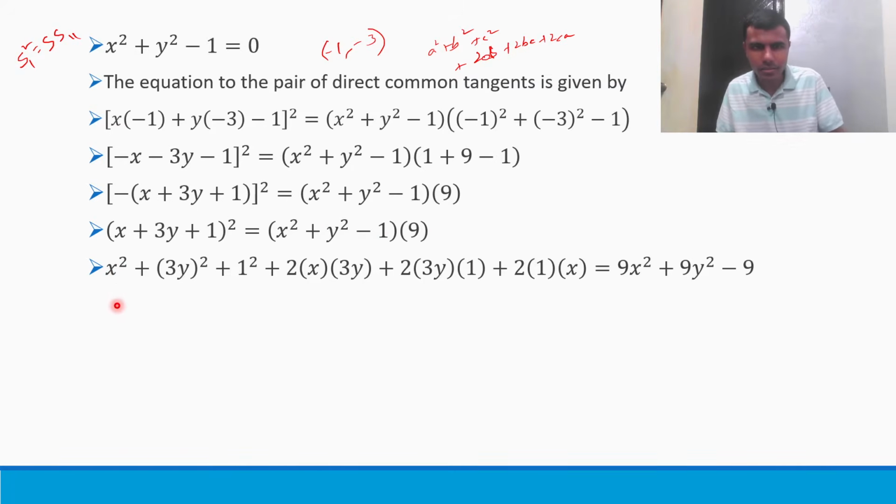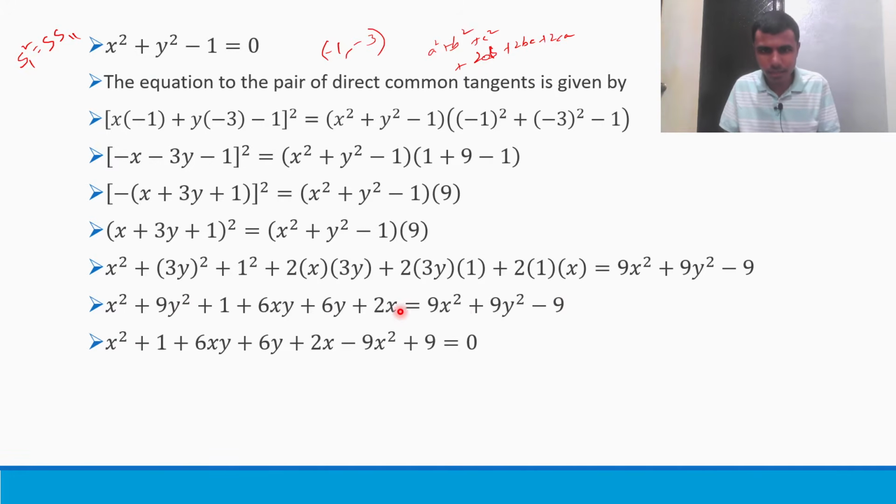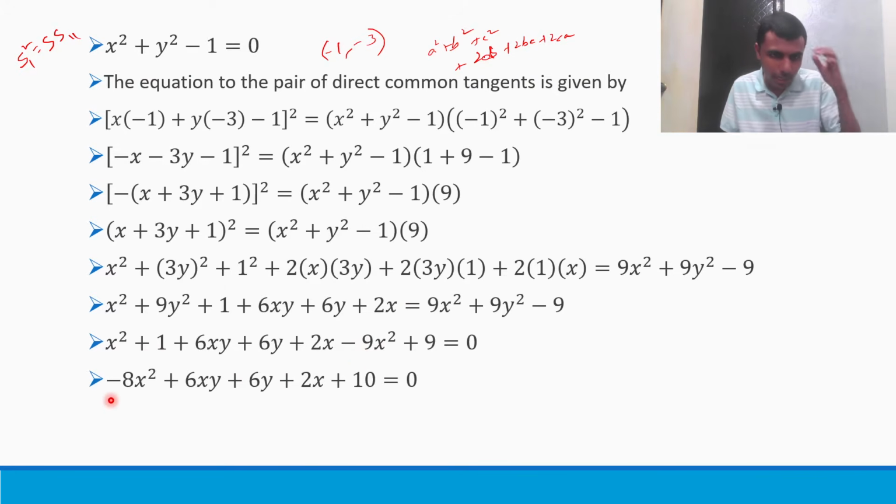Now basic, guys: x square plus 9y square plus 1, 2 3s are 6xy plus 2 3s are 6y, plus 2x. The 9y square terms get cancelled, but don't show cancelling like that in the exam, it doesn't look good. Now bring the remaining terms to the LHS: x square plus 1 minus 9x square plus 9 equal to 0. So x square minus 9x square is minus 8x square, plus 6xy plus 6y plus 2x plus 10, since 1 plus 9 is 10, equal to 0.